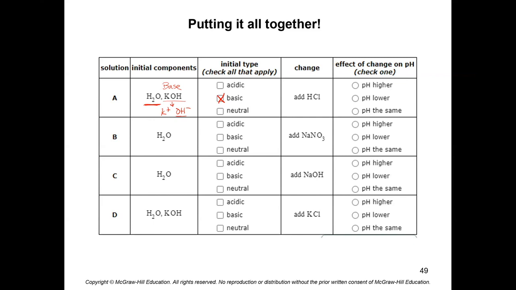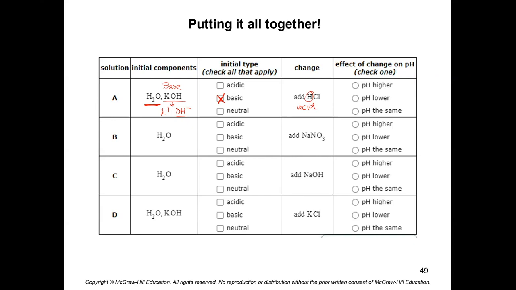That potassium hydroxide is making it basic. So now let's add some HCl. Okay, well, what is HCl? Well, the first thing that I notice is that there is a hydrogen here that can be donated as a proton. Okay, this compound can donate a proton. So what this means is that this is an acid.